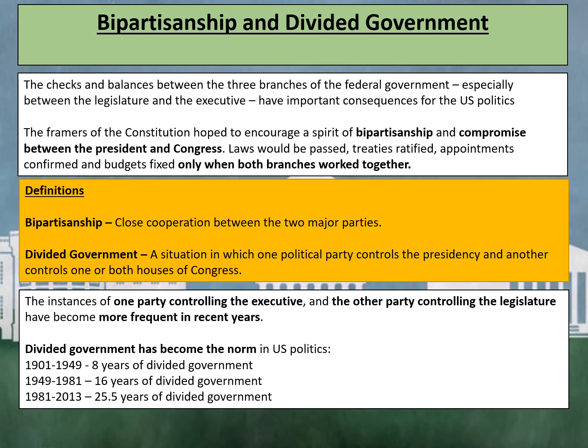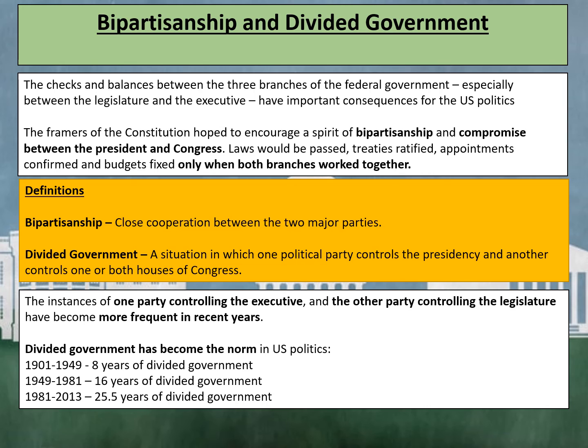The checks and balances between the 3 branches of federal government, especially between the legislative and the executive, have important consequences for US politics. The framers of the Constitution hoped to encourage a spirit of bipartisanship and compromise between the President and Congress. Laws would be passed, treaties ratified, appointments confirmed, and budgets fixed only when both branches worked together.